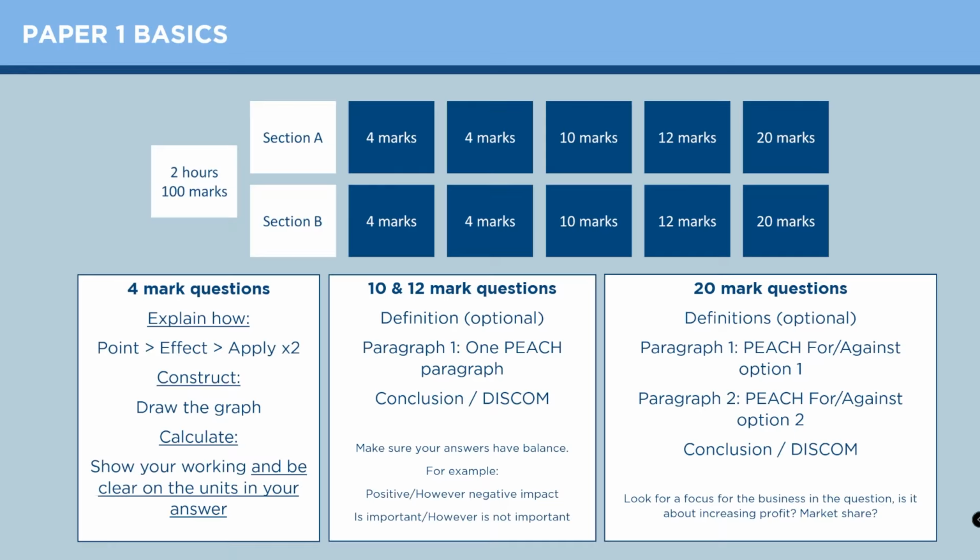So, for example, if you're focused on profit, then talk about things that might create profit or might not create profit. However, if it's about market share, don't talk about profit necessarily. Talk about increasing their percentage of the market sales. That's the focus. You've got to be aware of the objective of the business, and that will be in the question. So make sure you've got that in your 20 marker.